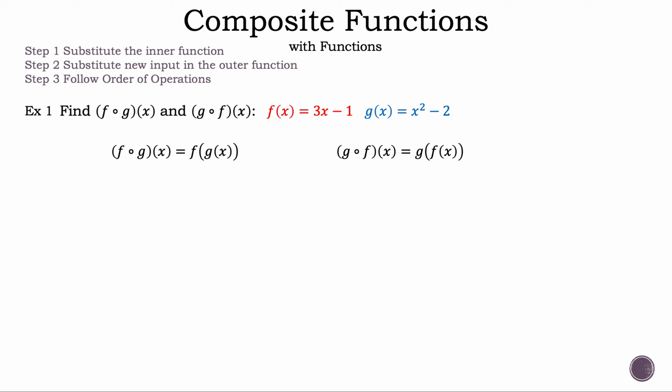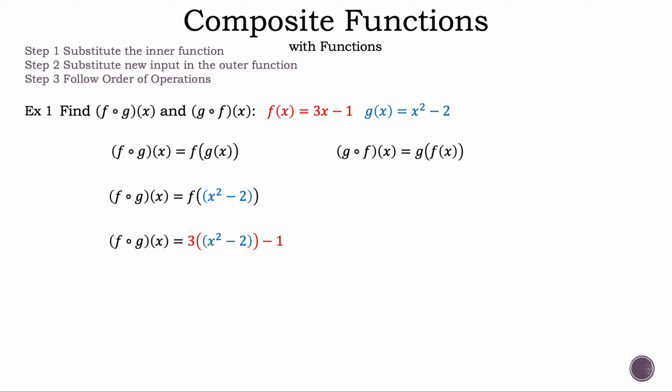Let's start with f of g of x. What is the inner function of f of g of x? It is g of x. Now let's substitute x squared minus 2 for g of x into f of g of x. So we have f of x squared minus 2. X squared minus 2 is our new input. What do you think is the next step? We need to substitute x squared minus 2 into f of x. Let's write down f of x, which is 3x minus 1. Now we can substitute our new input into the variable.